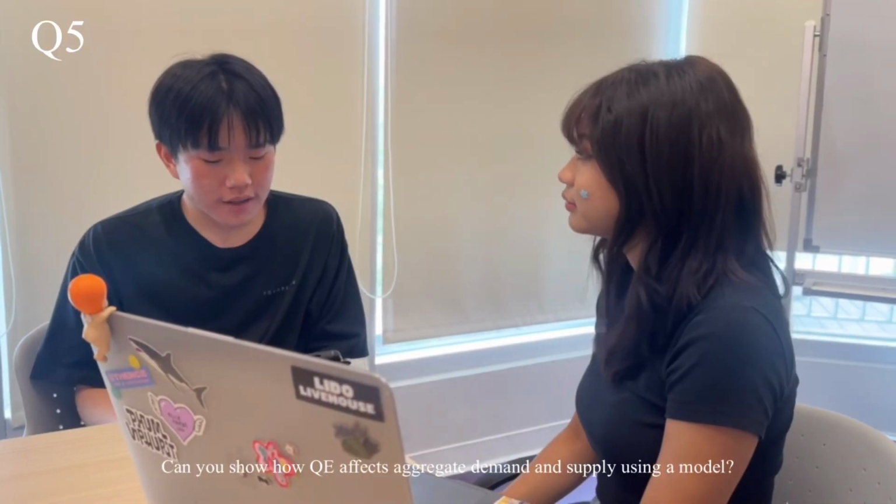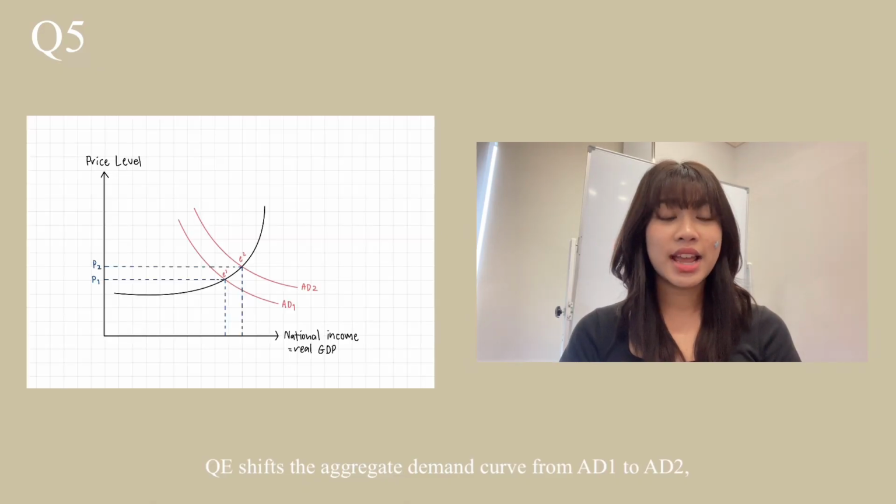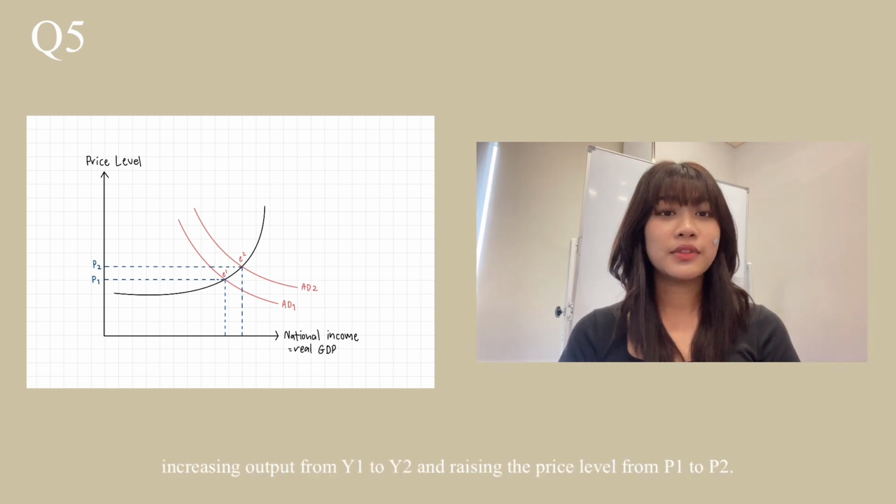Can you show how QE affects aggregate demand and supply using a model? Certainly. QE shifts the aggregate demand curve from AD1 to AD2, increasing output from Y1 to Y2 and raising the price level from P1 to P2.